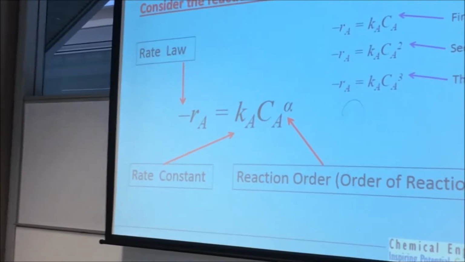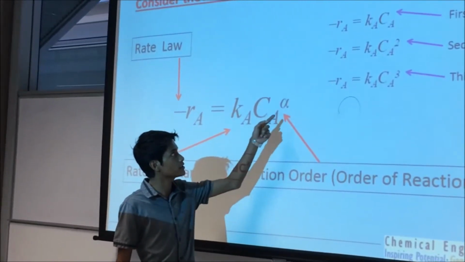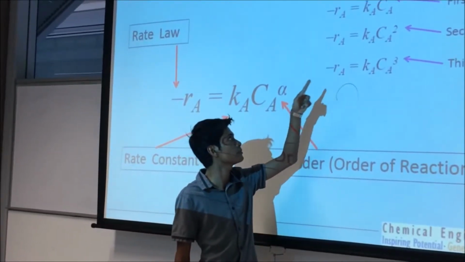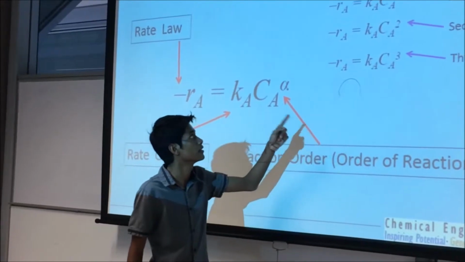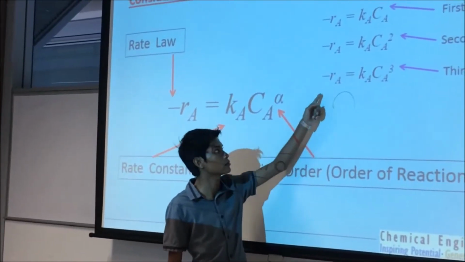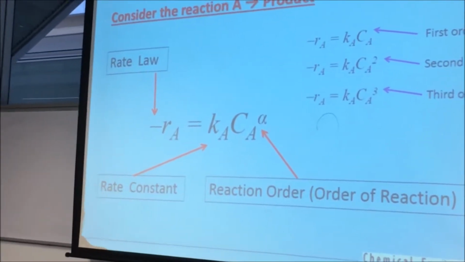Okay. For this part, there is first order, second order, and third order. As you can see, for the first order, the power of C is 1. For the second order, the power of C will be 2, and so on. For 3, 4, 5. Okay.